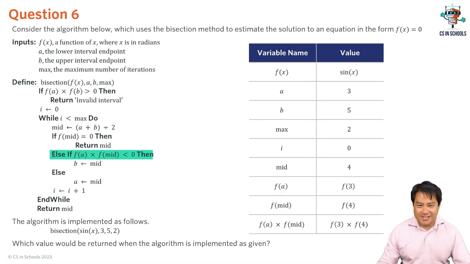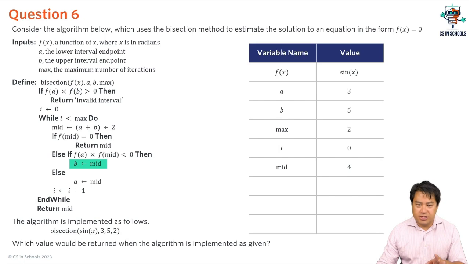So let's evaluate that. f of a is f of 3, f of mid is f of 4, f of a by f of mid. Once we substitute in a and mid, we get negative 0.107. So we substitute that back into that expression, negative 0.107. Is that less than 0? It definitely is. So in this case, we'd enter the if block, which means we execute the lines of code that are indented and underneath the if statement. And all that's doing is assigning the value that is in the mid variable into b. So that means b changes from 5 to the value that was in the mid variable, which is 4.